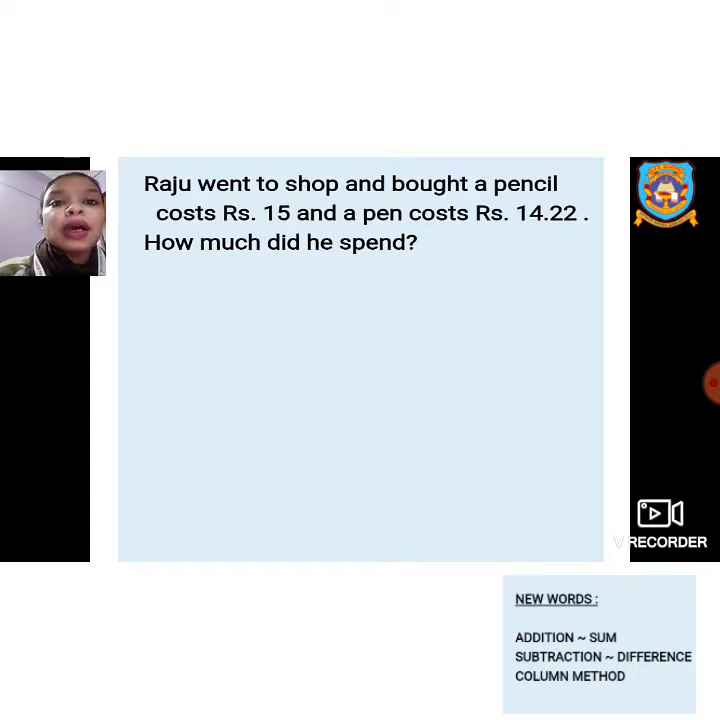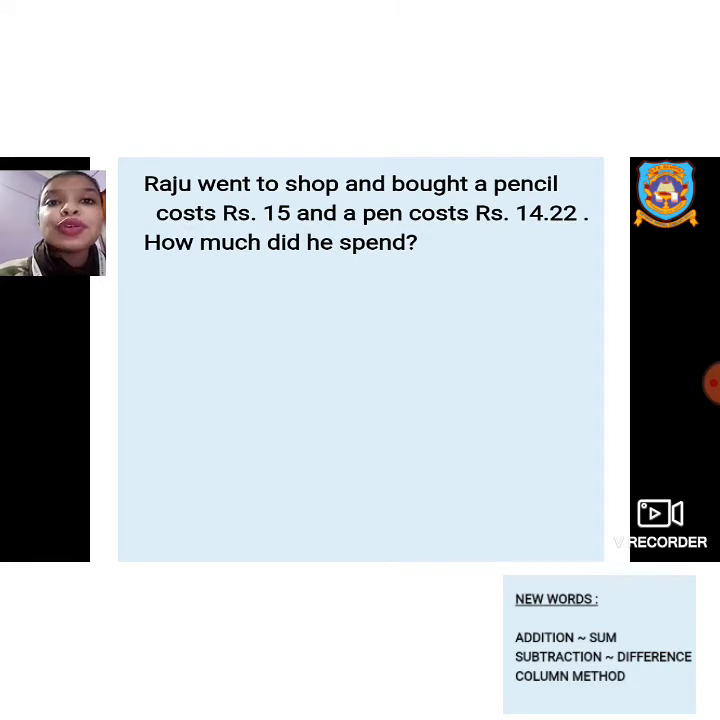Now children, based on today's topic, I have taken a real life situation. For that, we have to first read and analyze the question. Let me read out the question. Raju went to a shop and bought a pencil costing rupees 15 and a pen costing rupees 14 and 22 paise. How much did he spend? So Raju has gone to a shop and bought two items, first a pencil and second a pen. The cost of the pencil is rupees 15 and the pen is 14 and 22 paise.